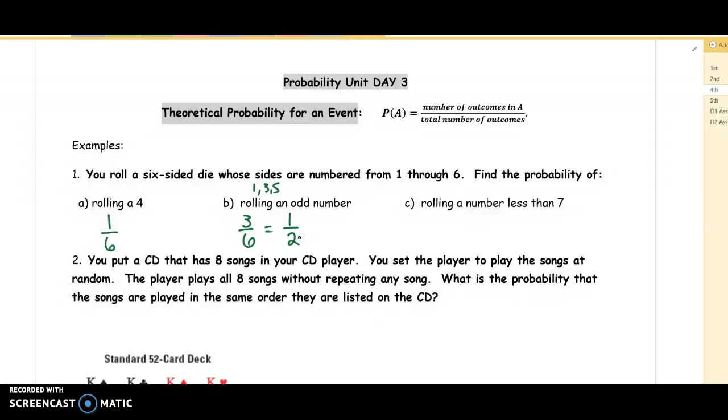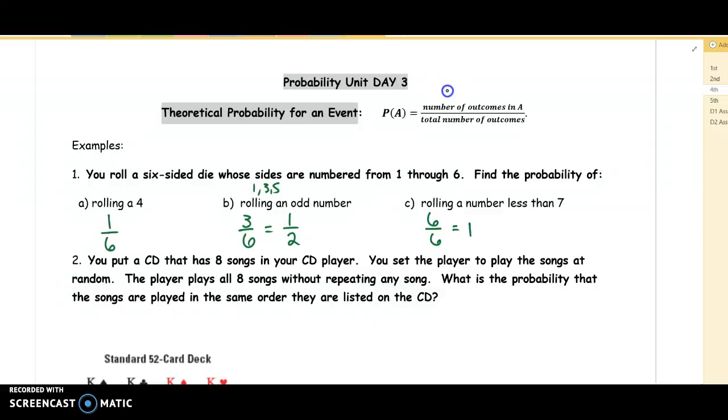How about rolling a number less than 7? 6 out of 6, which is 1. Now, you can express probability as a fraction, a decimal, or a percent. So, a probability of 1 means you have a 100% probability of rolling a number less than 7.